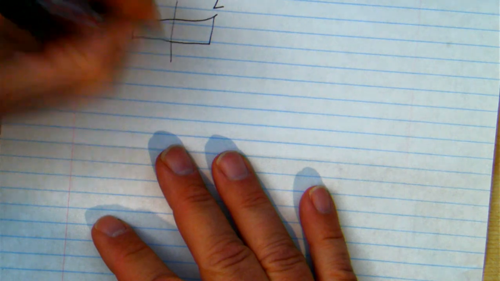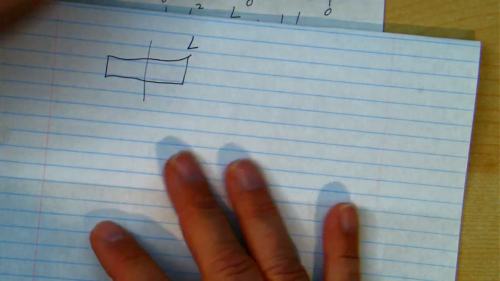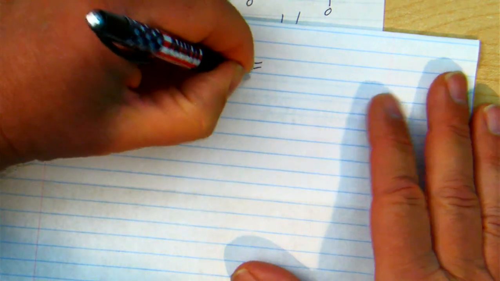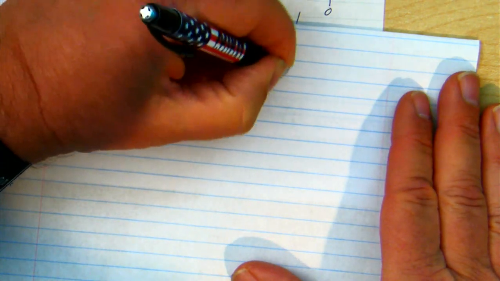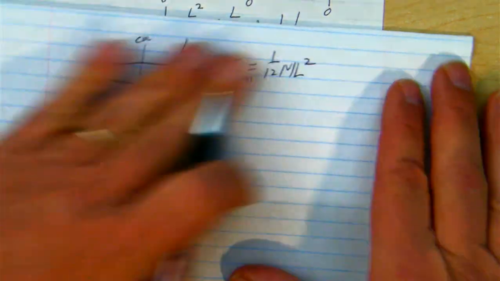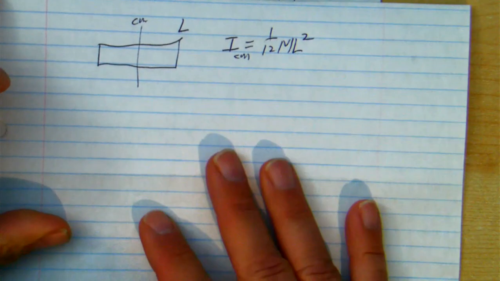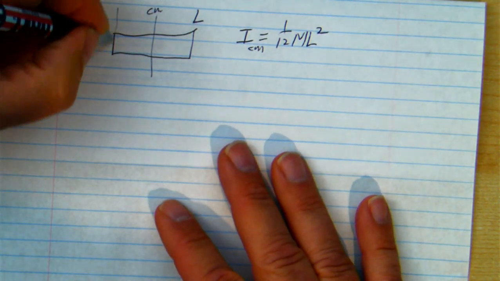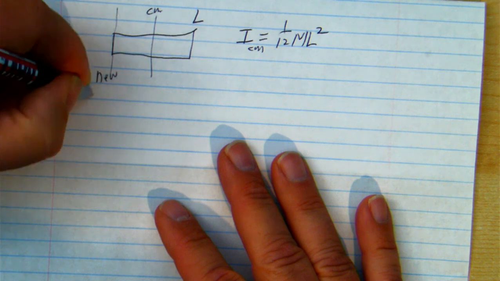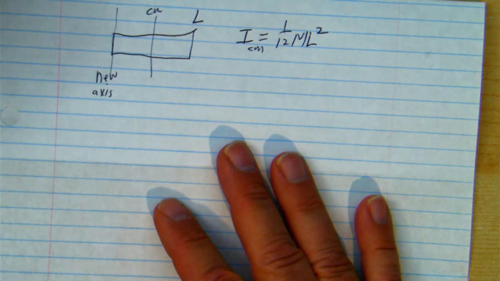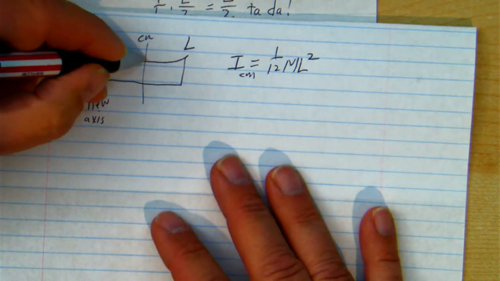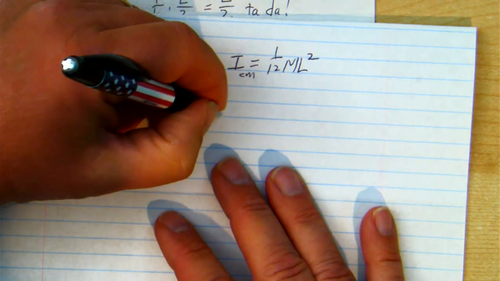Okay, so suppose I have a long thin rod of length L, and I have the axis of rotation through the center of mass, and it says the moment of inertia through the center of mass is 1/12 ml squared, something I'm not proving to you today. And I say, oh, I have a new axis, and it's over here at the end of the rod. What is the new moment of inertia?